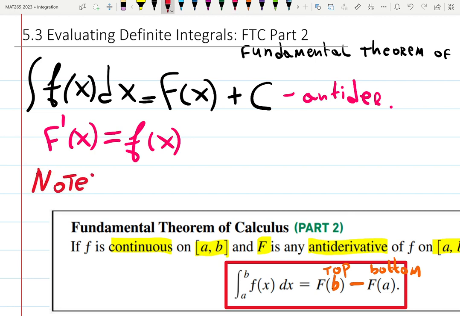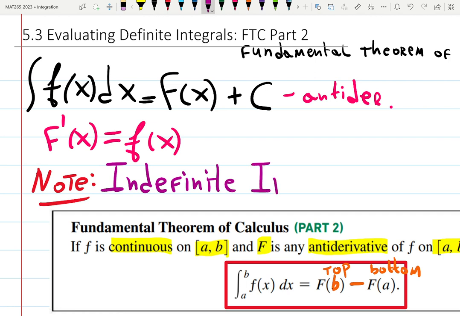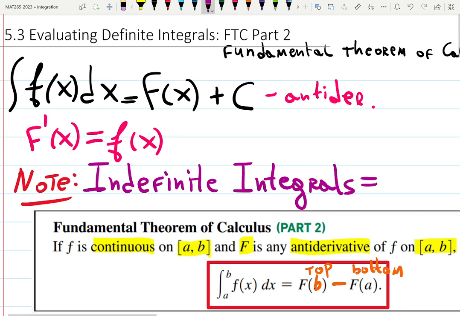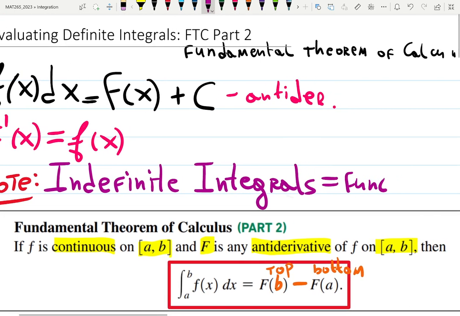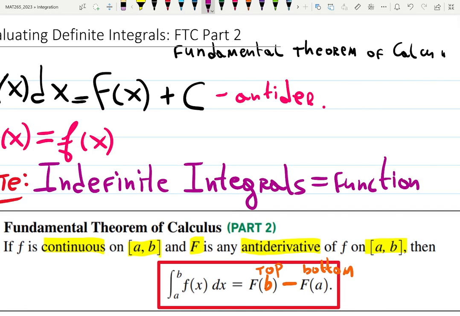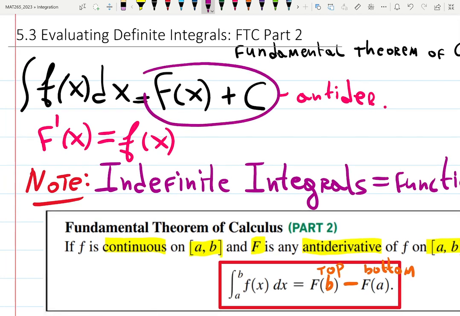Important note to make. When I integrate indefinite integrals, okay, let me write down and explain that. Indefinite integrals are the ones that have no a and b. When I integrate them or find them, it gives me a function. See, it's F of x, that's a function. So the integral of sine is minus cosine plus c.